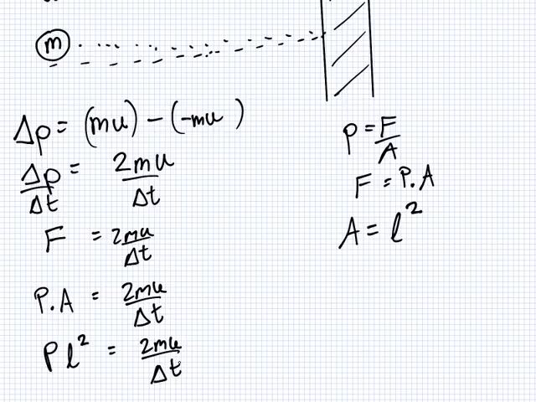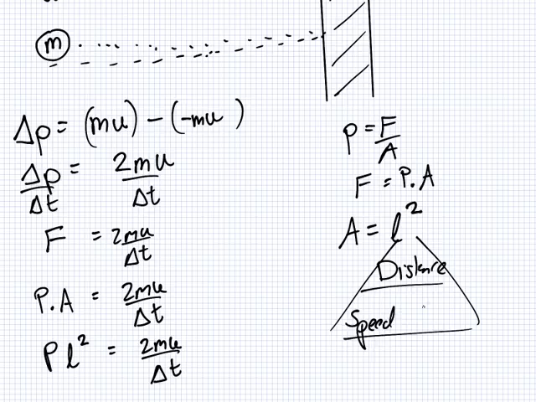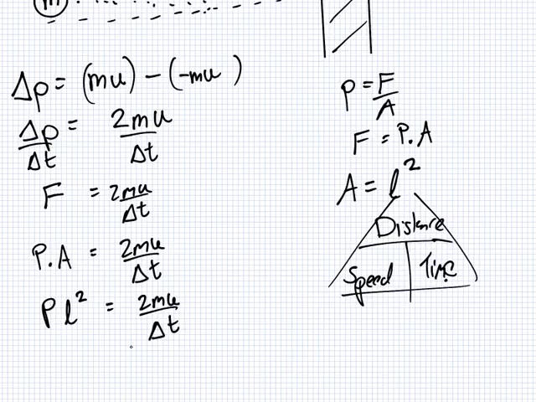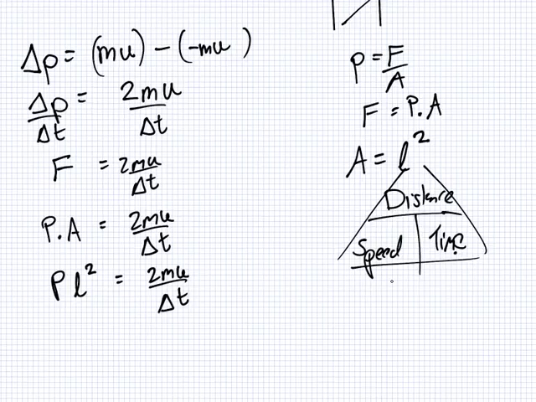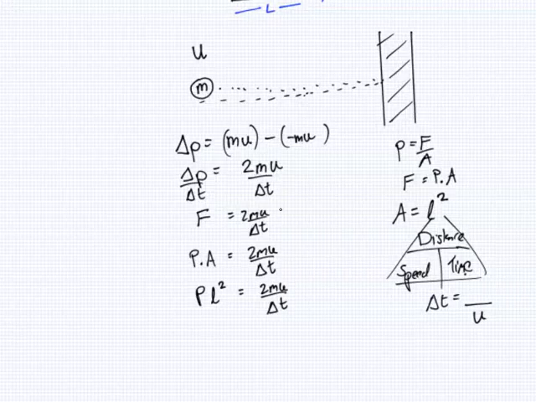So I'd like to try and replace the delta t now. So we can use our distance, speed, time triangle. What is time equal to? Yeah, distance over speed. Yeah? Now, well, we know the speed. Now, what's the distance here?